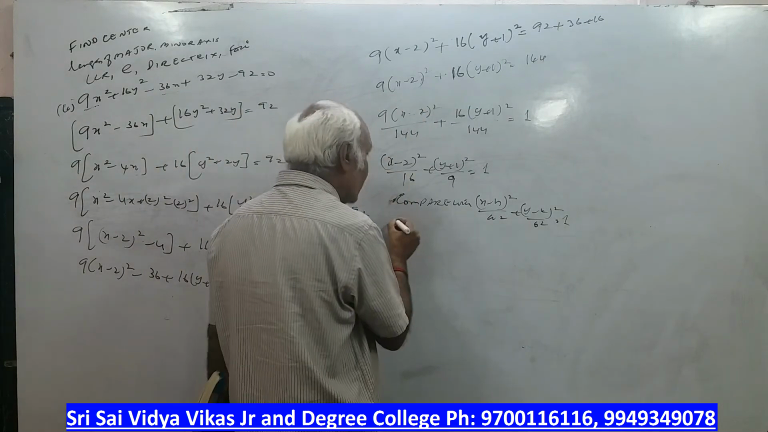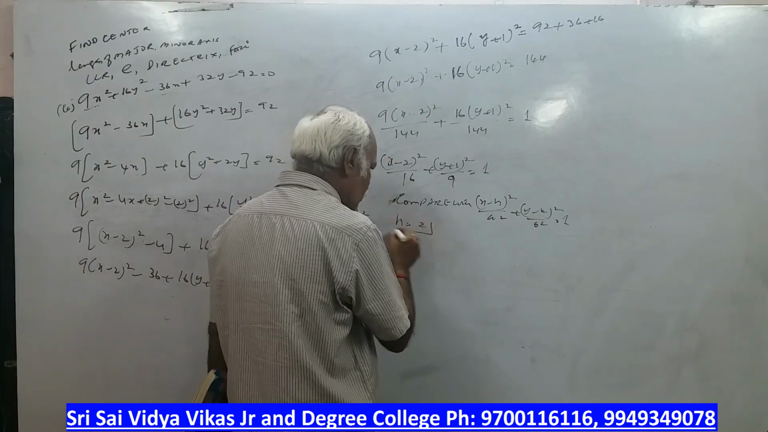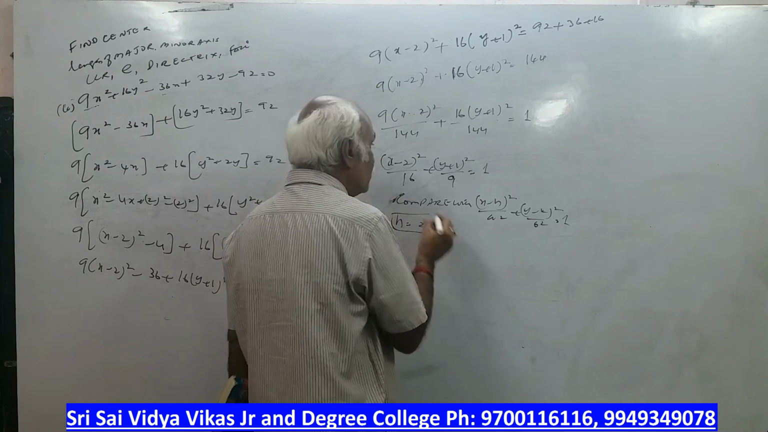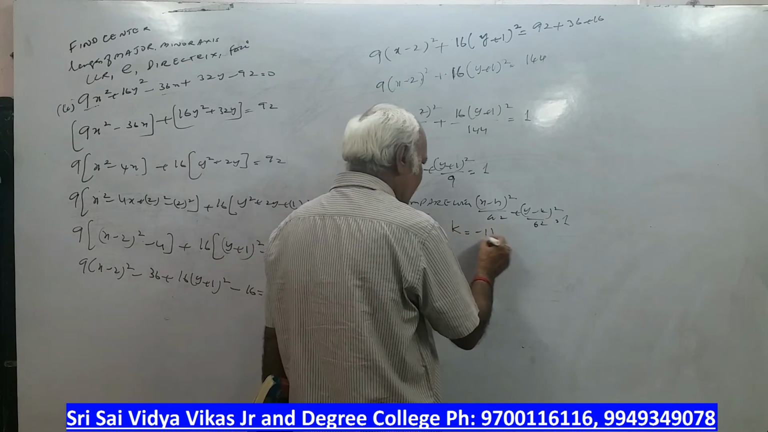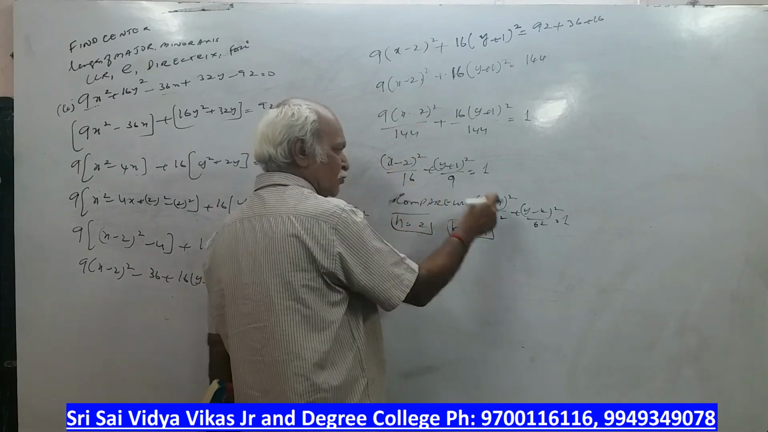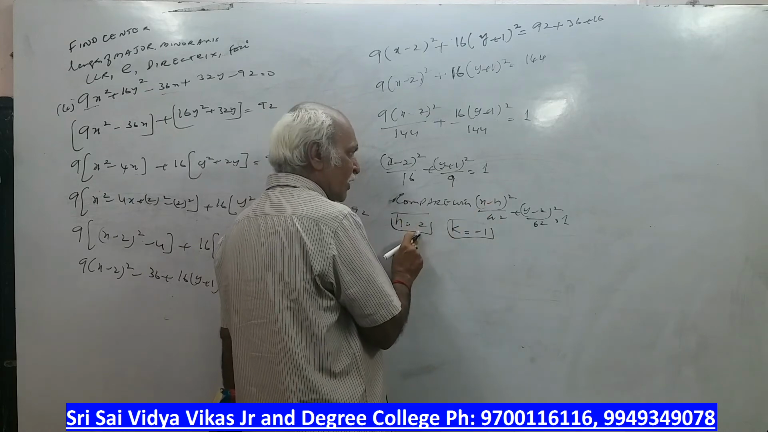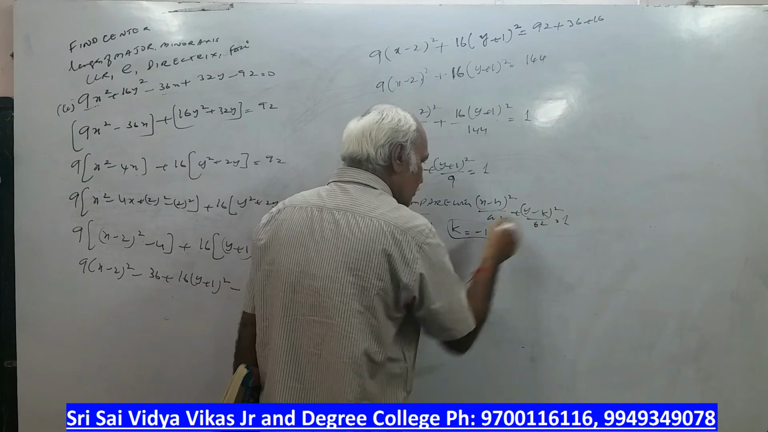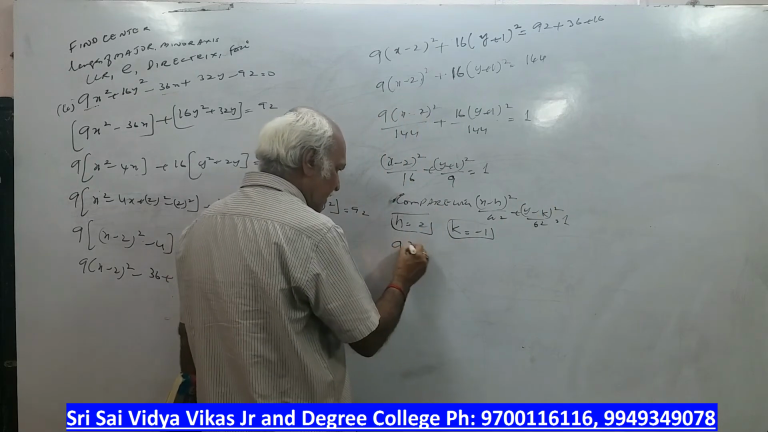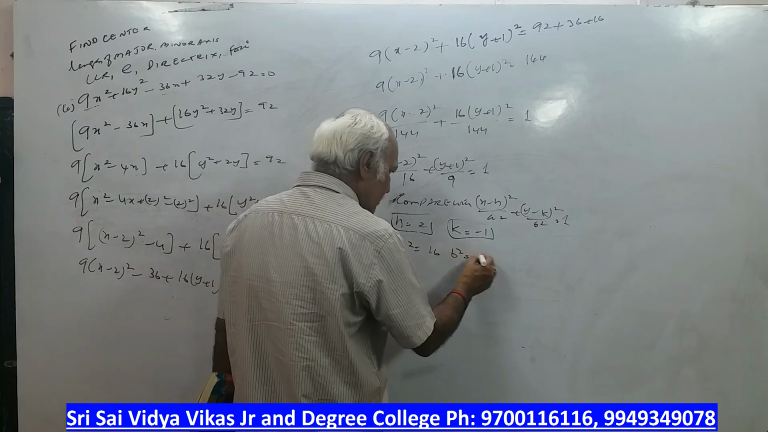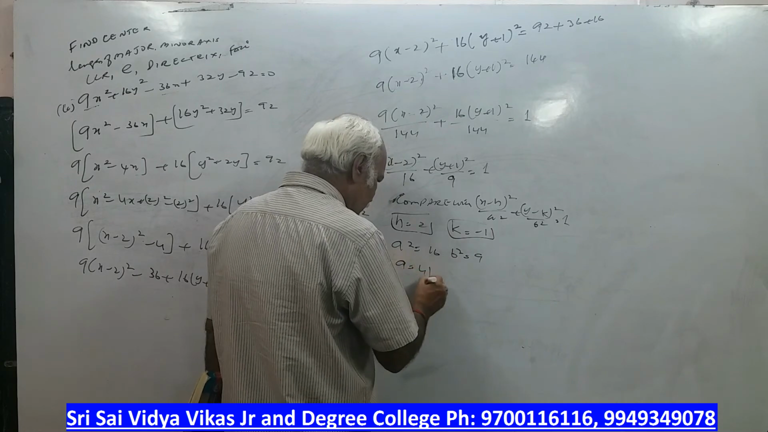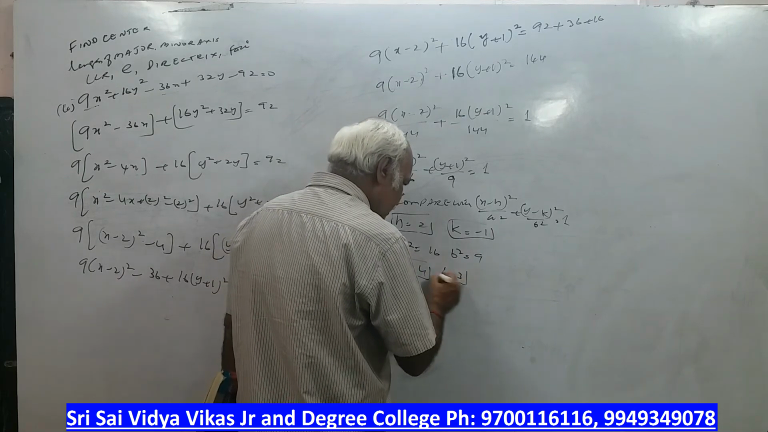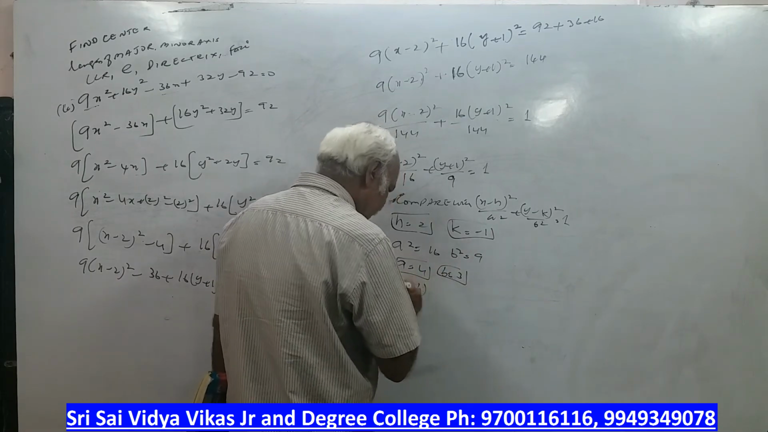Now we got it this way. So what is the h value? 2. The k value is minus 1. Because here x minus 2 is there, and here x minus h is there, so h will be 2. But here y plus 1 is there and y minus k is there, so this becomes minus 1. And what is the a square value? 16. The b square value is 9. So a is equal to 4, b is equal to 3. So a is greater than b.